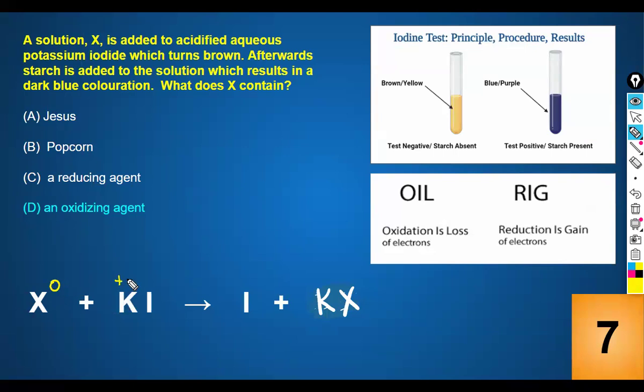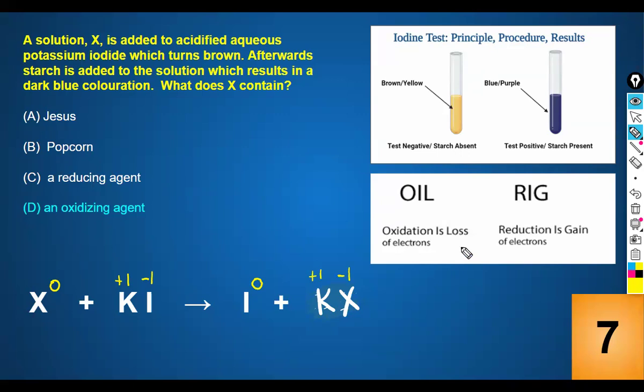Potassium has a charge of +1 when it's bonded to something, and iodine is a halogen. He's in group 7. So he will have a charge of -1 when it's bonded to something. This is before the reaction. After the reaction, the iodine gets kicked out, and now the iodine is by himself. So the iodine gets a charge of 0. Potassium is still +1 because it's now bonded to X. Obviously, X must have a charge of -1 to stay bonded with the potassium.